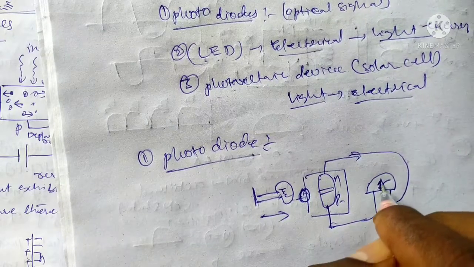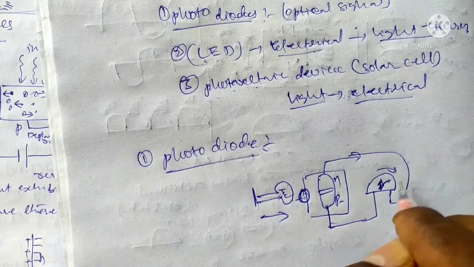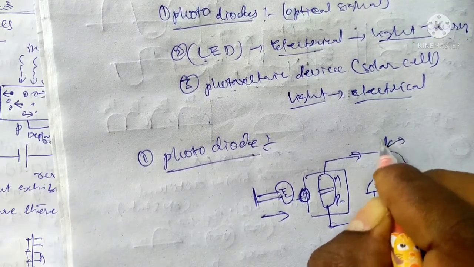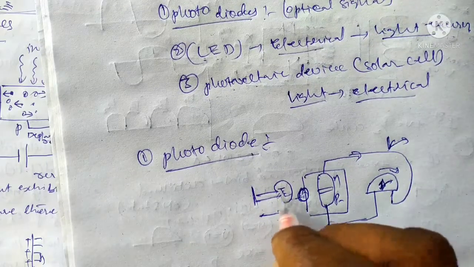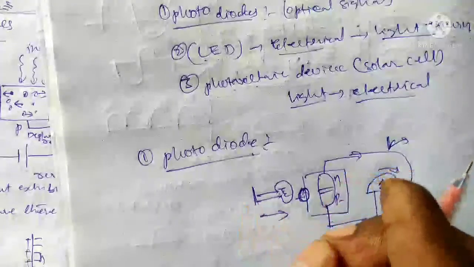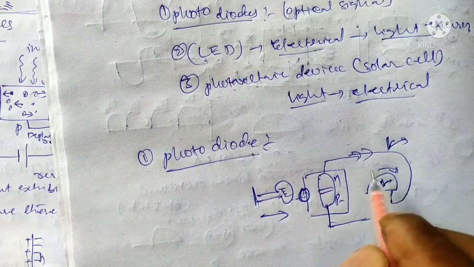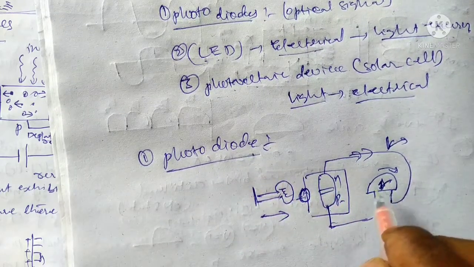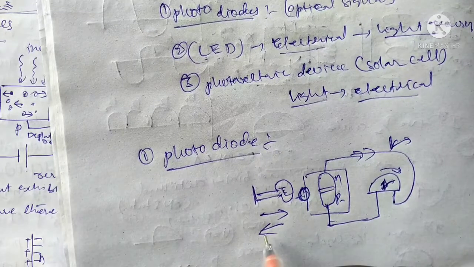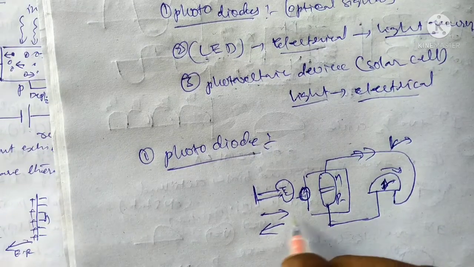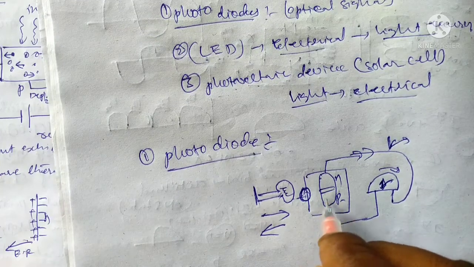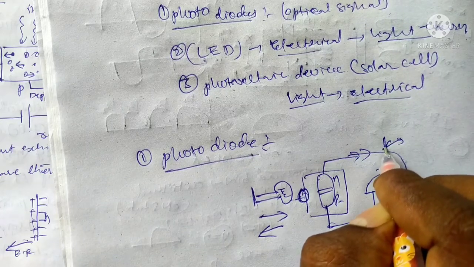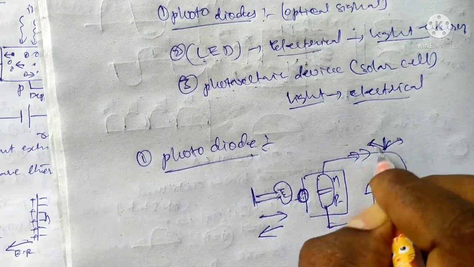The meter deflects in this clockwise direction. That means current is starting here and increasing. That means photons of light pass on the PN junction diode, it absorbs the energy, and this energy appears in the form of current. In the case of a photodiode, the current increases. Suppose the light is moved away from the PN junction diode; then the galvanometer or ammeter deflects anti-clockwise. It means the current is decreasing.